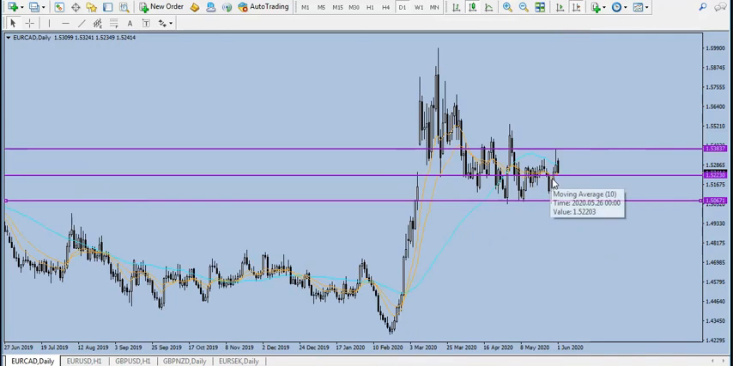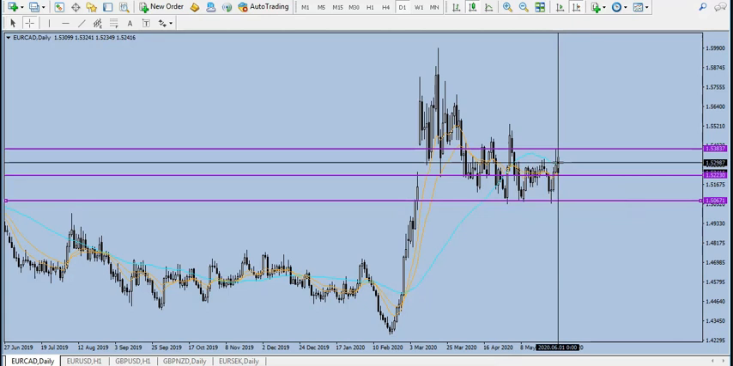So here now it's a major level, and you can see price is already approaching this level again. Based on my strategy, I'll be looking to buy from this level, and this is one thing support and resistance does for you. Helps you identify where you can buy or sell the market.